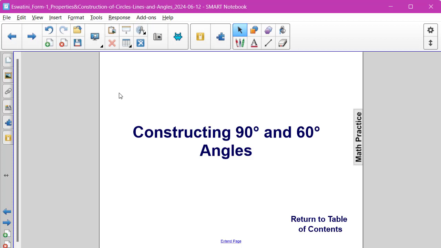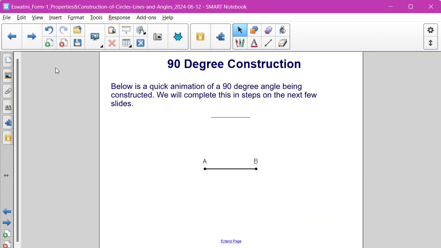Constructing 90-degree and 60-degree angles. Below is a quick animation of a 90-degree angle being constructed using what's known as a perpendicular bisector. We're going to complete the construction of a 90-degree angle in steps on the next few slides.